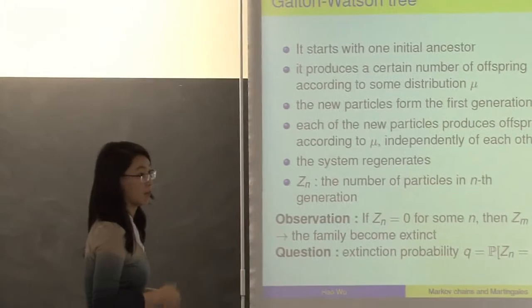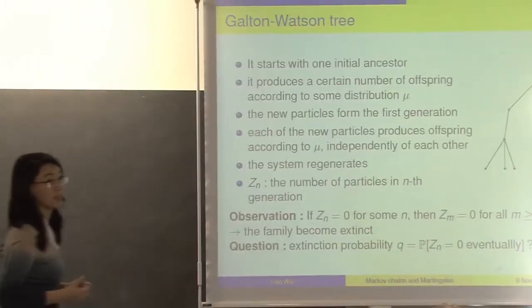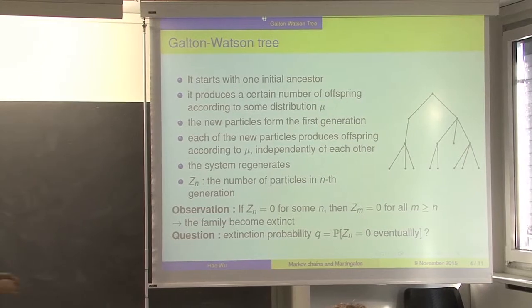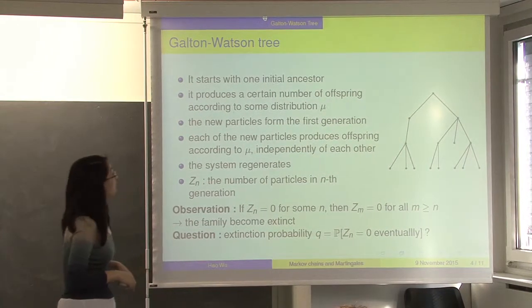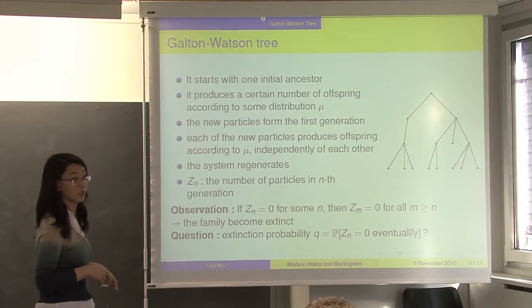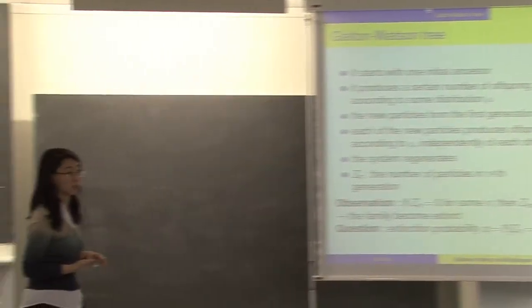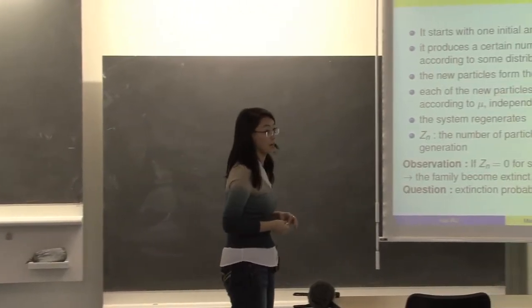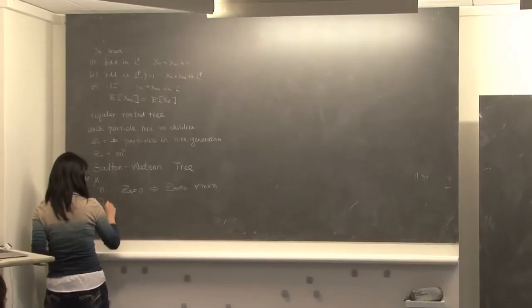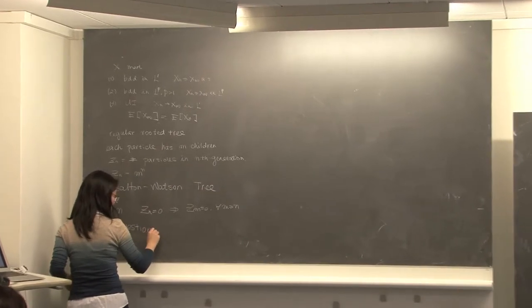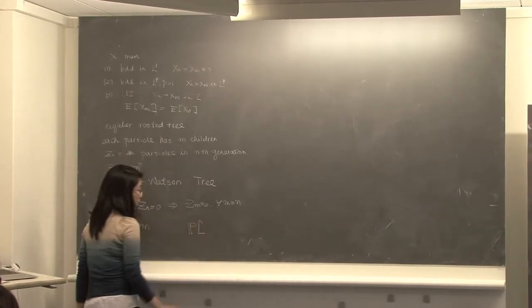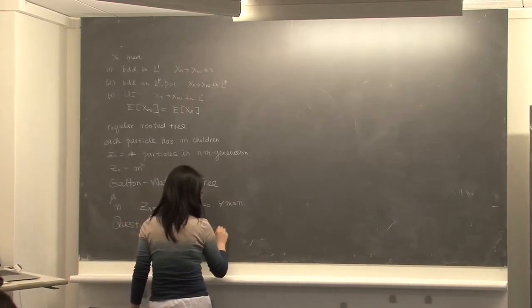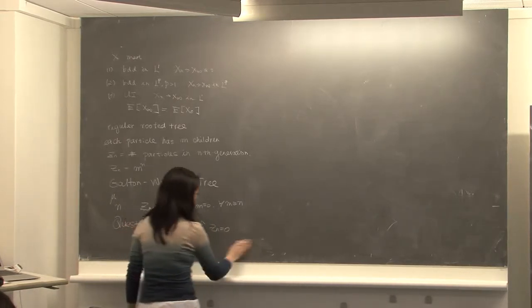Suppose this is a model to treat a family name. We have one ancestor and it has a family name. So we just remember how many sons he has. So this records how many people have the same family name at each generation. So our question is whether this family name will die out or it will survive for a long time. So the question is whether the tree will die out or not, that is, whether or not Zn equals 0 eventually.